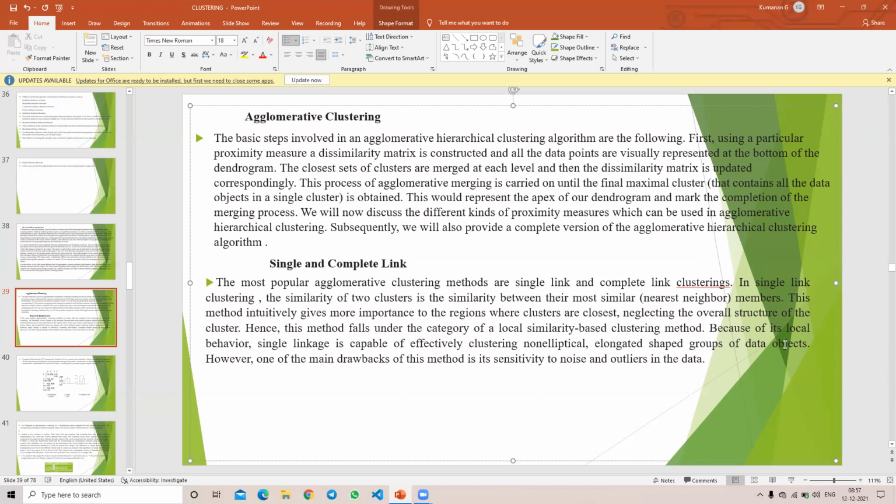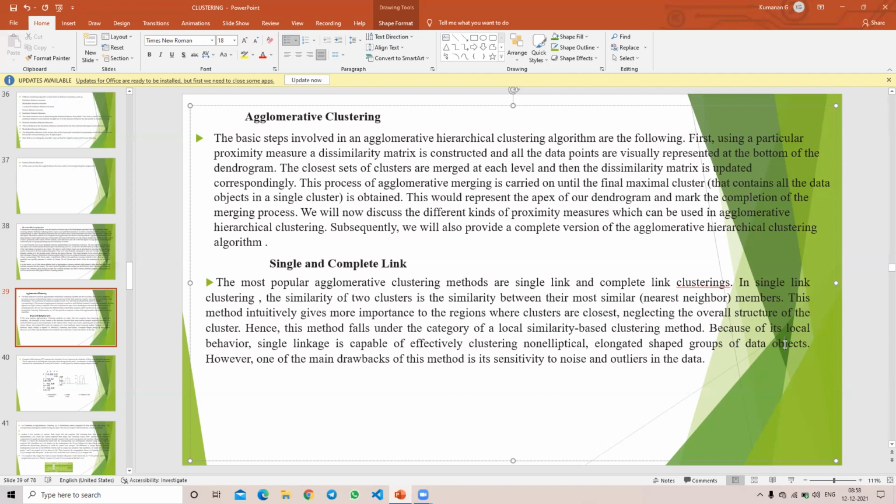This method intuitively gives more importance to the regions where clusters are closest, neglecting the overall structure of the cluster. Hence, this method falls under the category of a local similarity based clustering method. Because of its local behavior, single linkage is capable of effectively clustering non-elliptical, elongated shaped groups of data objects.